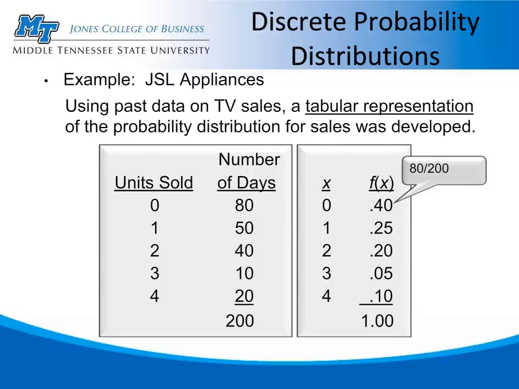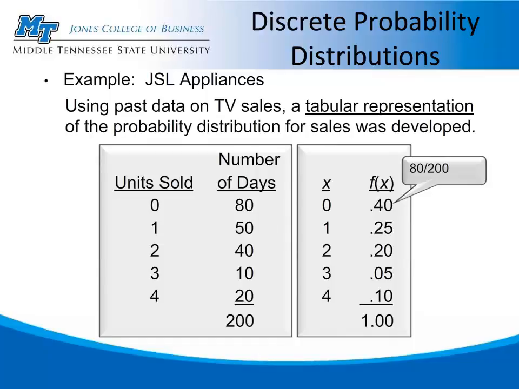So the probability that you're going to sell 1 TV is 50 divided by 200, which is 0.25. But it's more likely that you're not going to sell any televisions. There's a 40% chance, which is calculated as 80 divided by 200. But you can have a relative frequency distribution, and it's really the same thing as the probability distribution. But X represents the number of TVs sold.